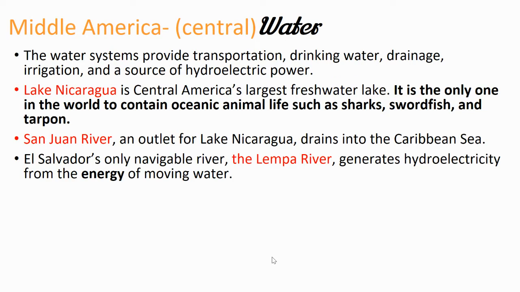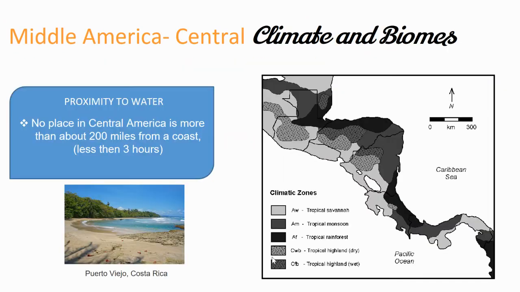Central America's water systems provide transportation, drinking water, drainage, irrigation, and it's also a source of hydroelectric power. Lake Nicaragua is in Central America, and it's the largest freshwater lake there. And it is the only lake in the world that contains oceanic animal life such as sharks, swordfish, and tarpon. The San Juan River is an outlet for Lake Nicaragua. It drains into the Caribbean Sea. El Salvador's only navigable river, the Lempa River, generates hydroelectricity from the energy of moving water.